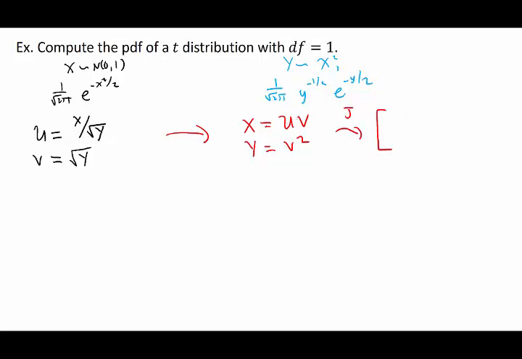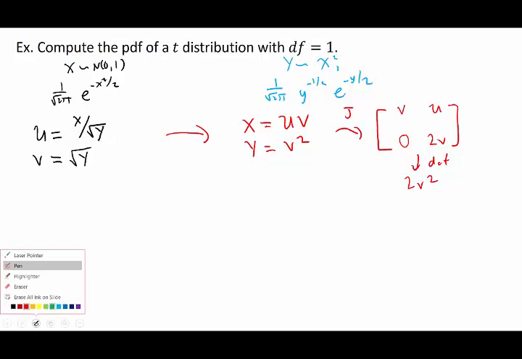So the derivative of x with respect to u is v, the derivative of x with respect to v is u, and then the derivative of y with respect to u is 0, and with respect to v, we get 2v. And that in turn, if I take the determinant, gives me simply 2v squared, right?